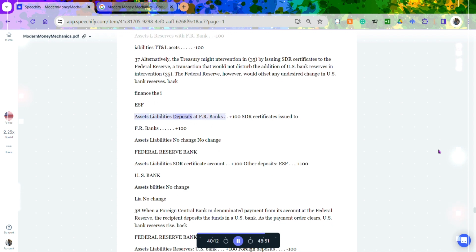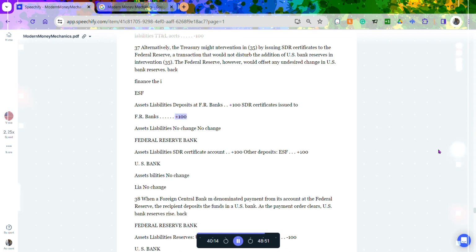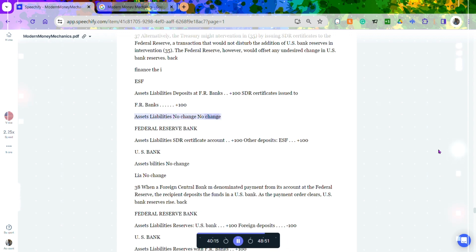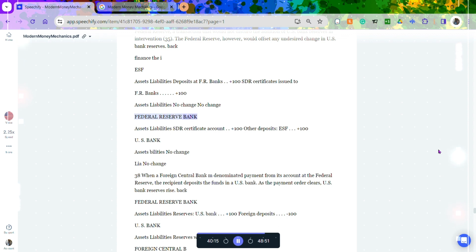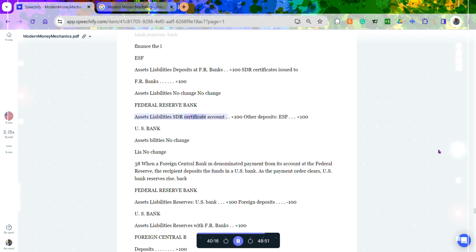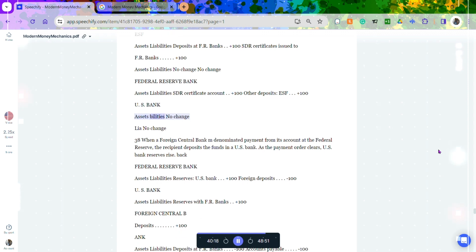ESF. Assets, liabilities: deposits at FR banks, plus 100; SDR certificates issued to FR banks, plus 100. Federal Reserve Bank: SDR certificate account, plus 100; other deposits, ESF, plus 100. U.S. bank: assets, liabilities, no change.